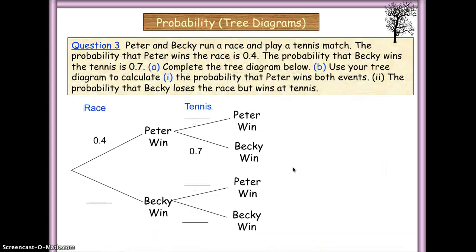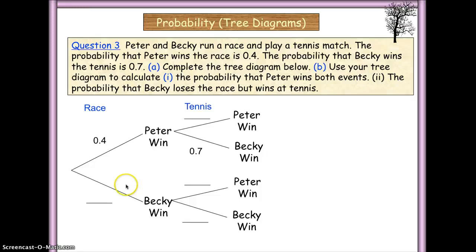Okay, now, how about if this is what's given to you? Peter and Becky run a race and play a tennis match. The probability that Peter wins the race is 0.4 or 40%. The probability that Becky wins the tennis is 70% or 0.7. Complete the tree diagram below. Use your tree diagram to calculate the probability that Peter wins both events and the probability that Becky loses the race but wins at tennis.